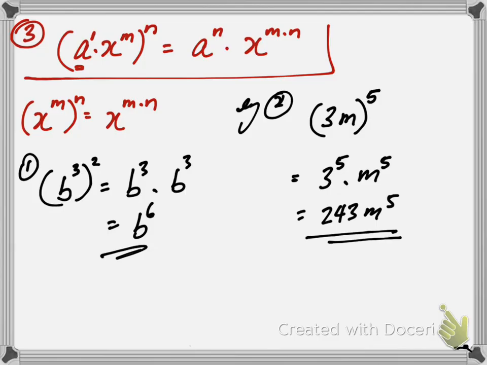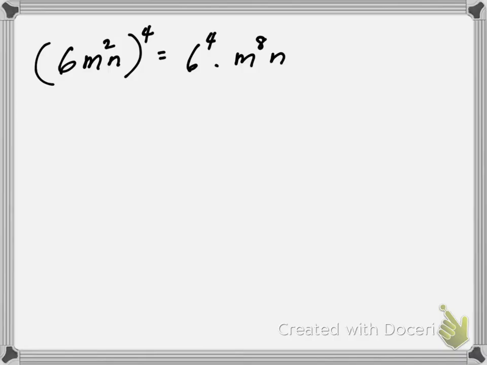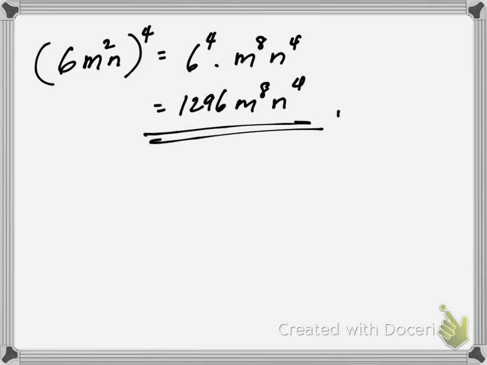Okay, so let's try another one using the same rules. So if you have something along the lines of, let's say, 6m squared n to the power, let's say, 4. So if you spread it over, it becomes 6 to the power 4 times m to the power 2 times 4 is 8. n to the power 1 times 4 is 4. So you get 1296 m to the power 8, n to the power 4.